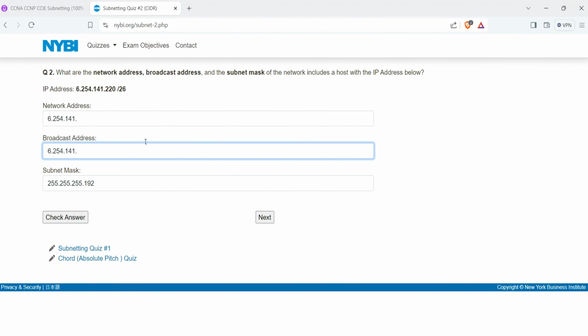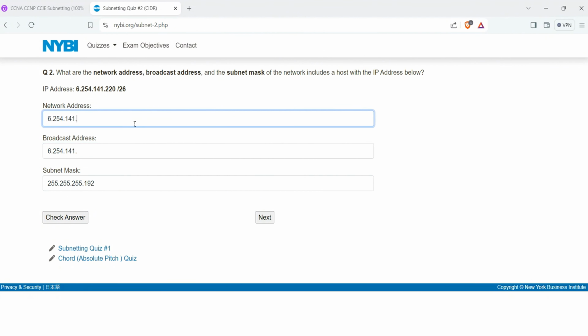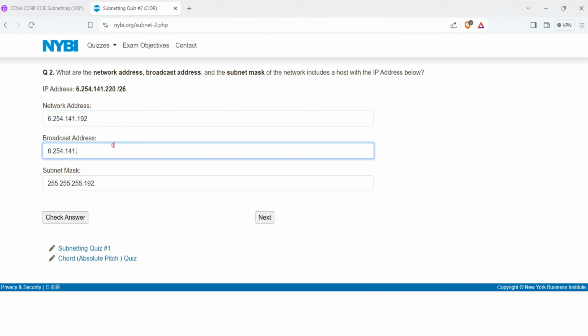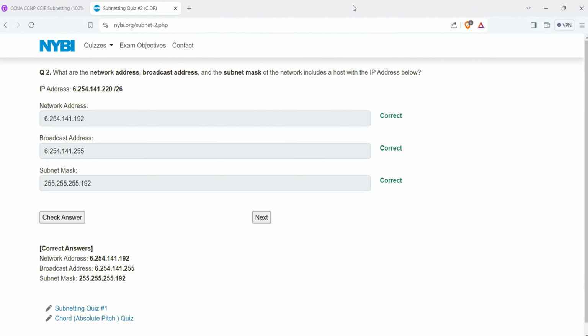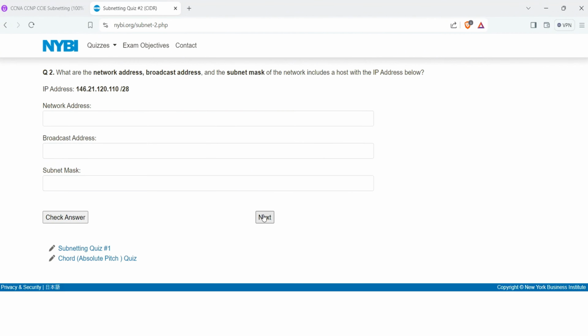6.254.141 dot. Right? So what I have over here is, where is 220? Okay, how did I get 192? 128 and 64. So the jump start is 64. Where's 220? Okay, 0, 64, and 64 is what? 128, 192, and 64 is 256. Between 192 and 256. 192 is the network ID. The next network, okay, oh, it's 255. Check answer. See that? Next.